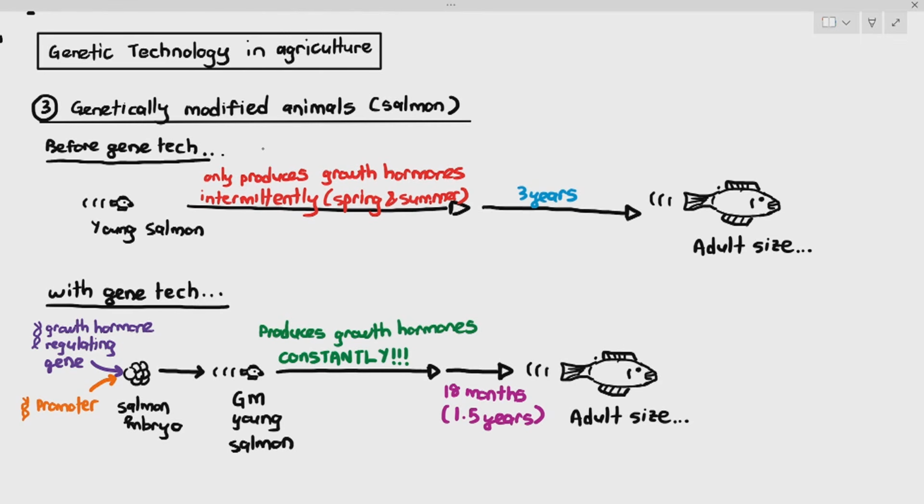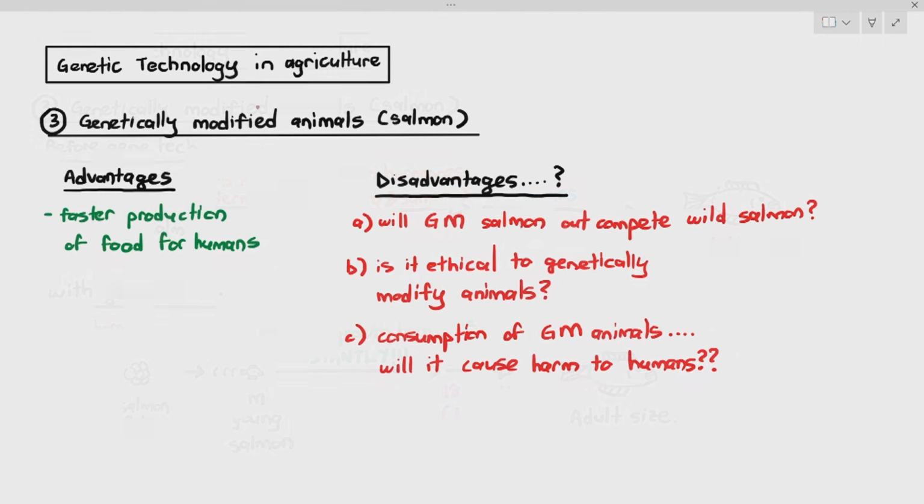Now, the advantages: faster production of food for humans. Disadvantages, like if you notice I put a question mark, I guess you can call it a disadvantage. We are not exactly sure if the genetically modified salmon will outcompete the wild salmon in the wild. So what happens if you put the genetically modified salmon to live together with the wild salmon? Will it cause any problems? We don't know. Is it ethical to genetically modify animals? That's another issue as well.